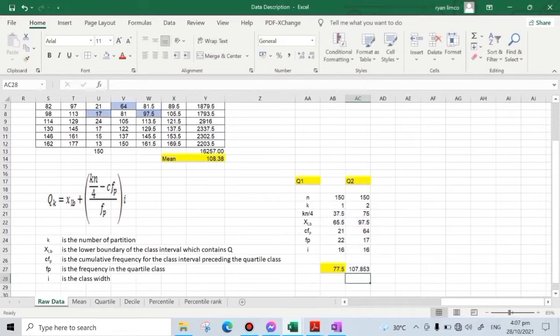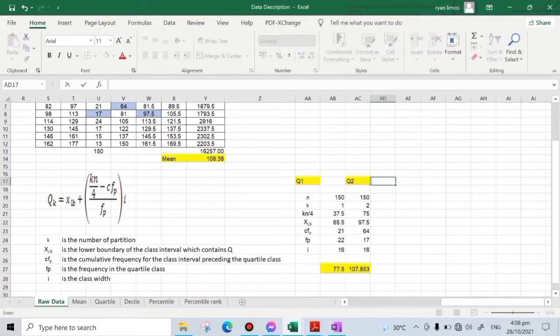Now, since the same naman yung formula nito ng first quartile sa second quartile, i-drag lang natin to. 107.85 yung sagot natin kanina. So, the same, it's 107.85. Hindi magbabago yung formula natin. So, try natin with the third quartile.